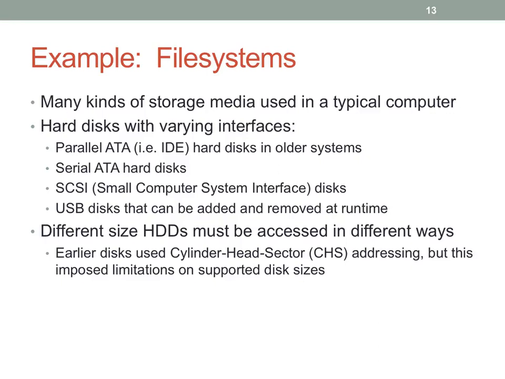That was sufficient to identify a sector on the disk. It started failing badly for two reasons. One is, as disks grew larger, we didn't have enough bits in these different values to say, I want cylinder, whatever, 1 million or 10 million. Okay? That was a big problem.